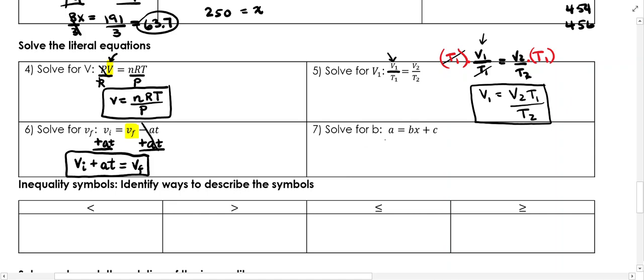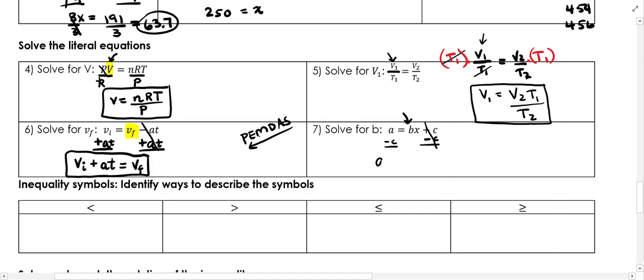This one says to solve for B. B is right here. And B is being multiplied by X, and then we're also adding C to it. Now, if you remember, when we're solving, we're going backwards on PEMDAS. So subtraction, addition first, then division, multiplication. So in this case, we need to get rid of this minus C.